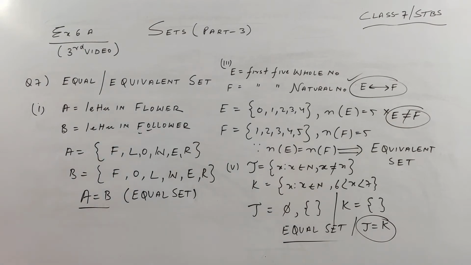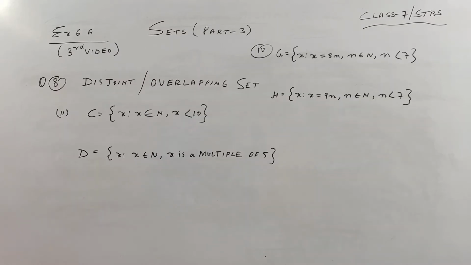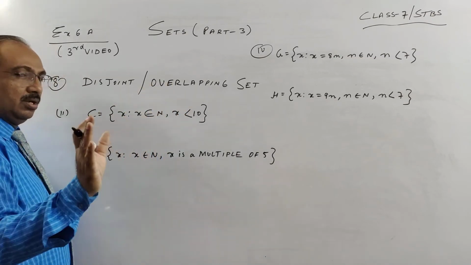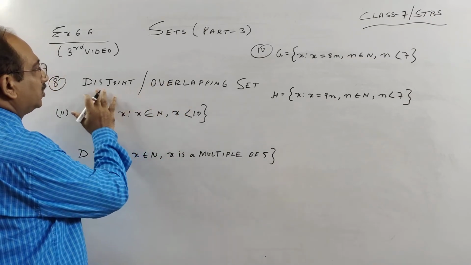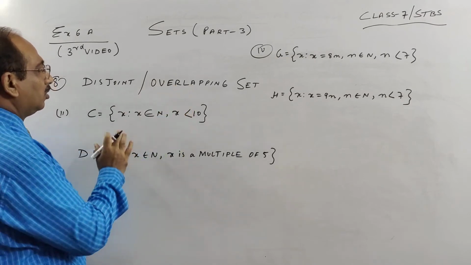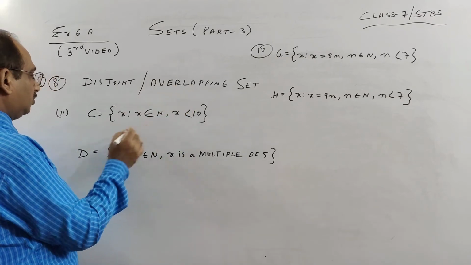So finally we move on to the last question of this session, and we have to say whether the sets are disjoint or overlapping. The concept I have given you: disjoint means no element in common, overlapping means at least one element in common. See here, so let us change this to roster form.